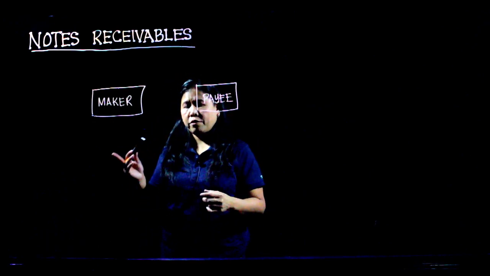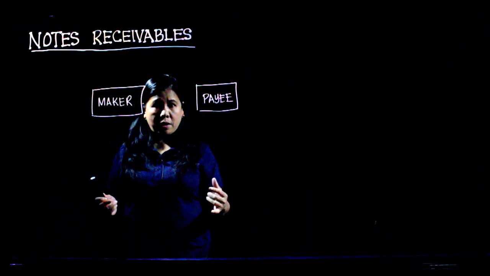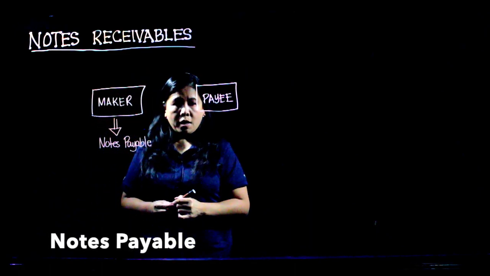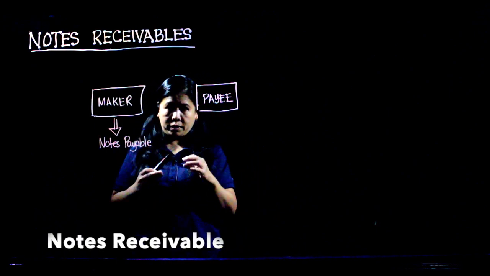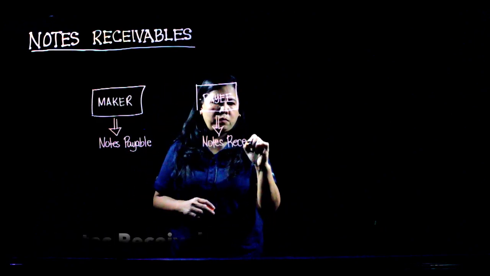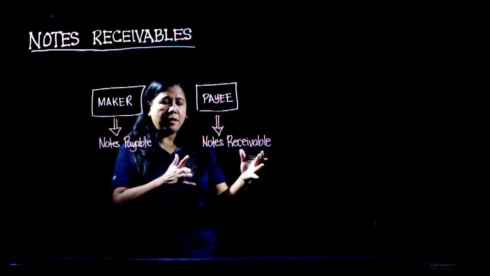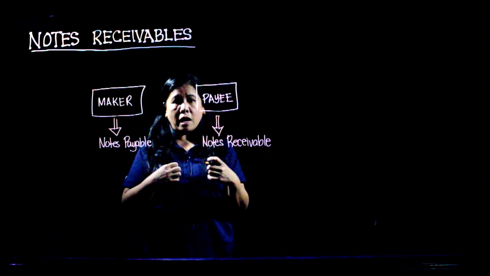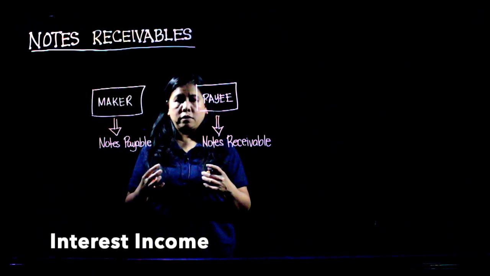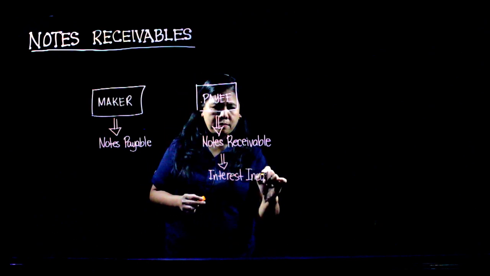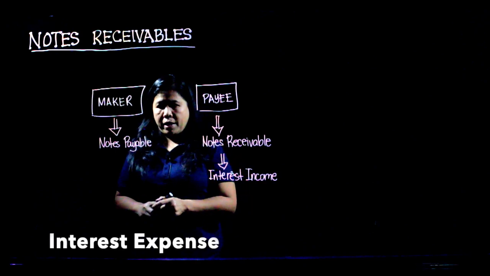On the books of the maker, the promissory note is recorded as notes payable. Then on the books of the payee, it records the notes receivable. The payee earns an interest income from this promissory note, while the maker incurs an interest expense.